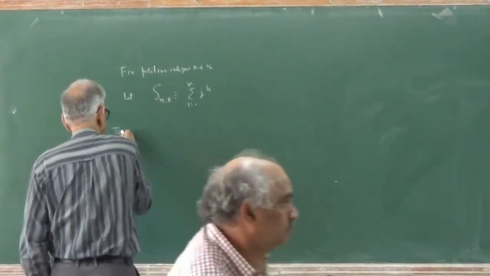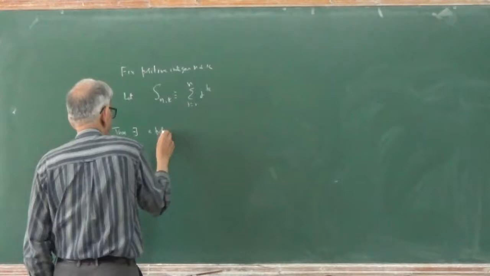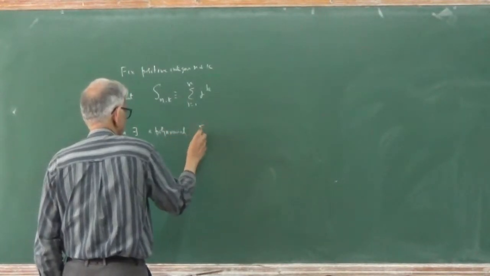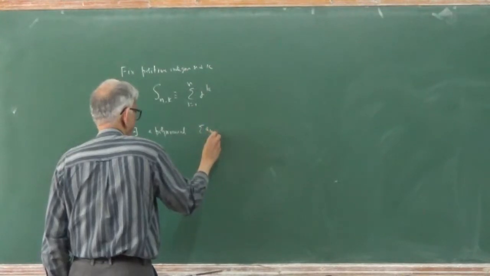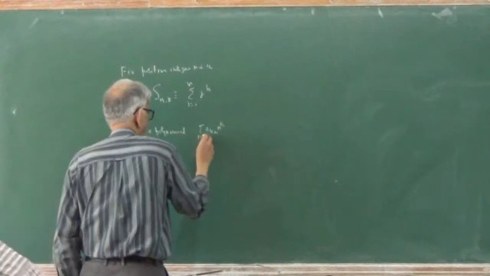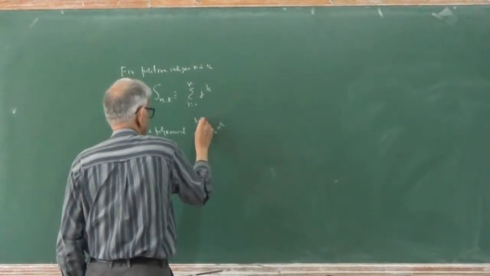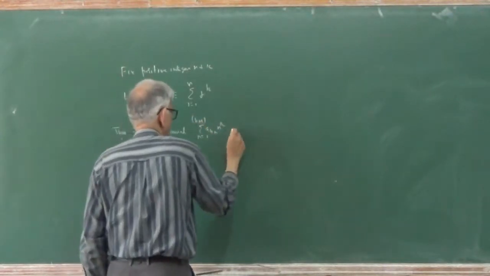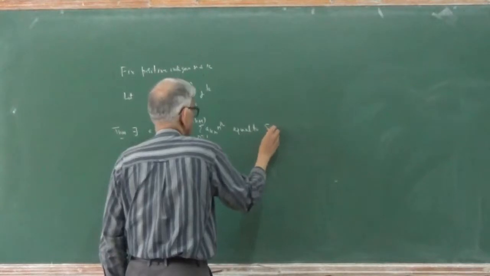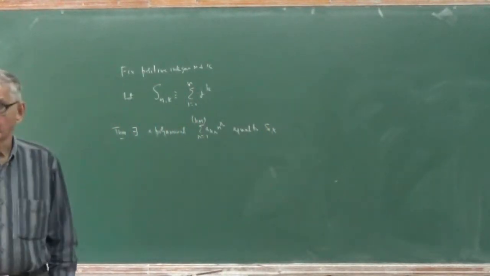Then there's a theorem: there exists a polynomial, the summation of a_kr n to the power r, r equal to 1 to k plus 1, equal to S_n^k. That's a theorem that I would like to prove.